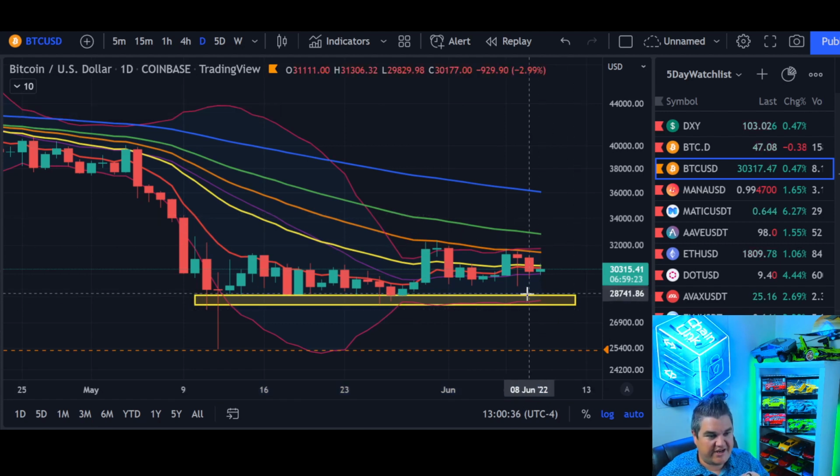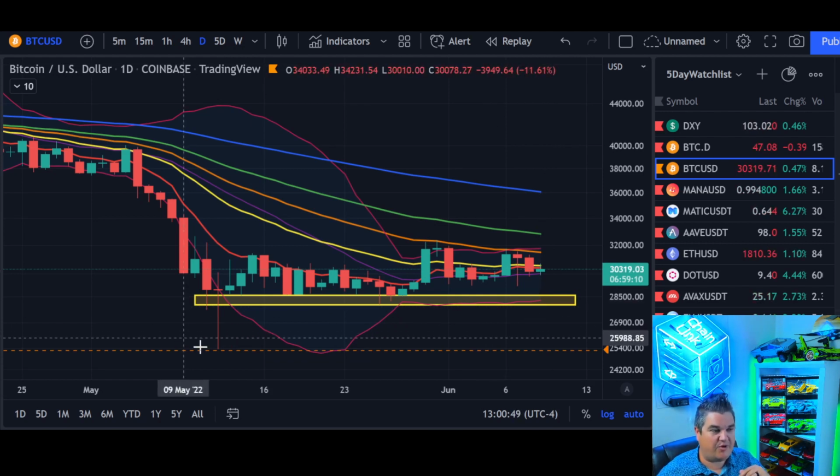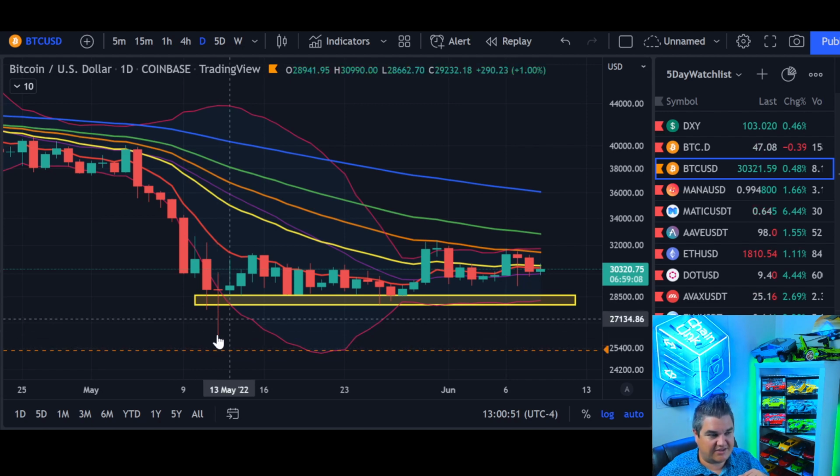28.5. If we close under that, we can wick under it. We had a wick there. We had a wick obviously on our low, 25.3. If we close under this level, if we close under 28 on the daily, yeah, we're probably going back to at least test this low.